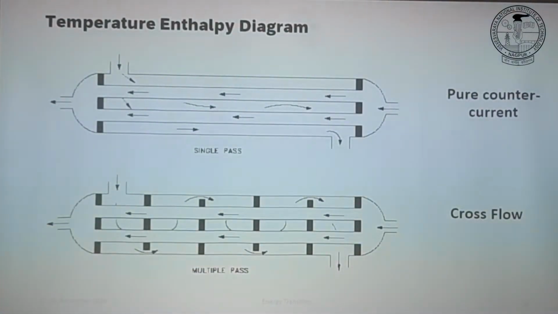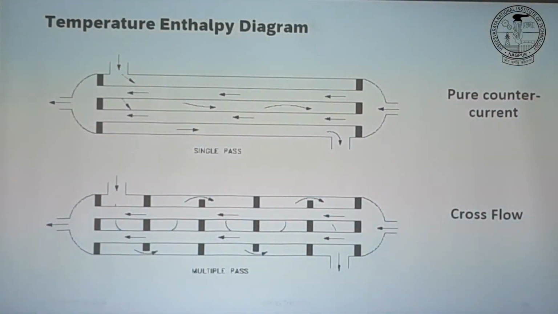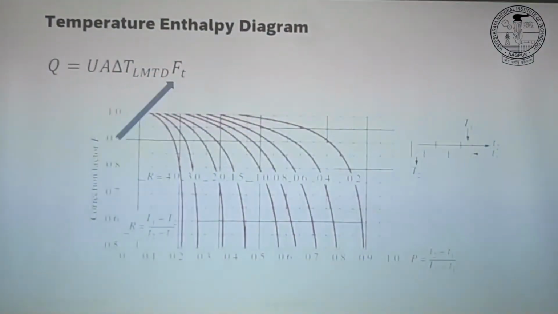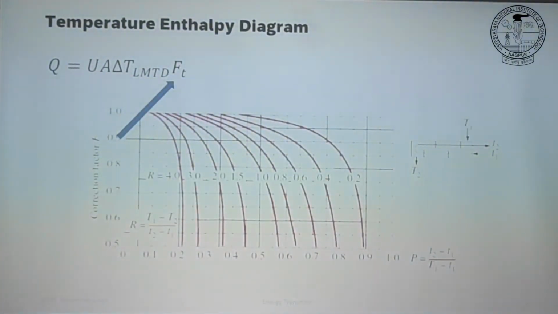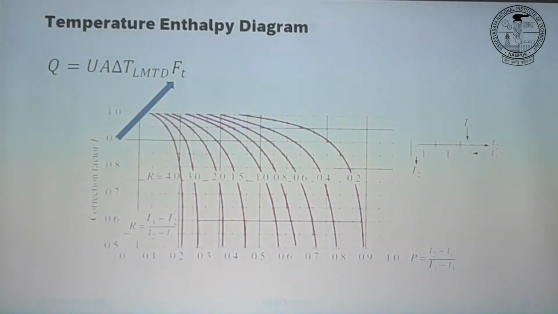So we cannot calculate LMTD. So one way would be you calculate LMTD for this region, for this region, for this region, for this region, for this region. But that would be very time consuming. So that's why you have the LMTD correction factor. You don't use LMTD directly, but you use the LMTD correction factor. So with this correction factor, you correct your LMTD.